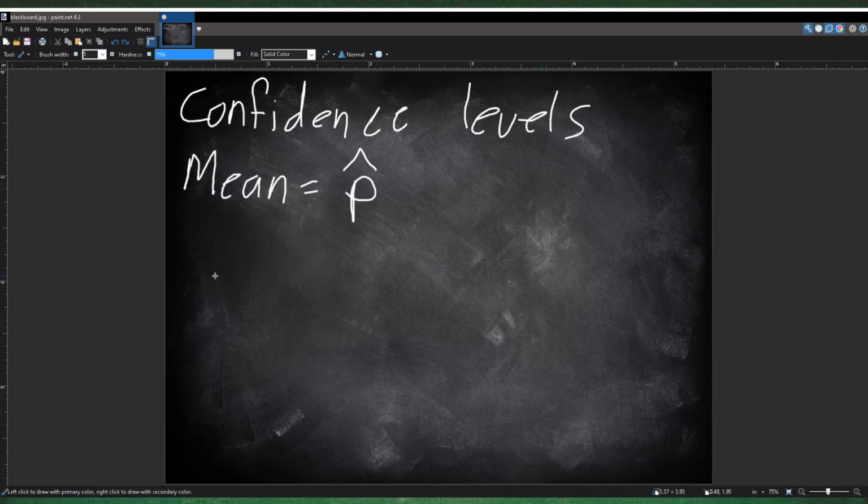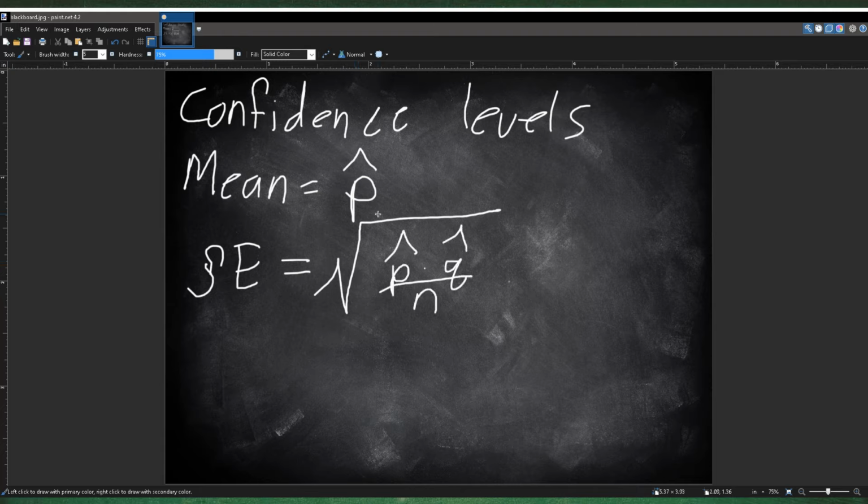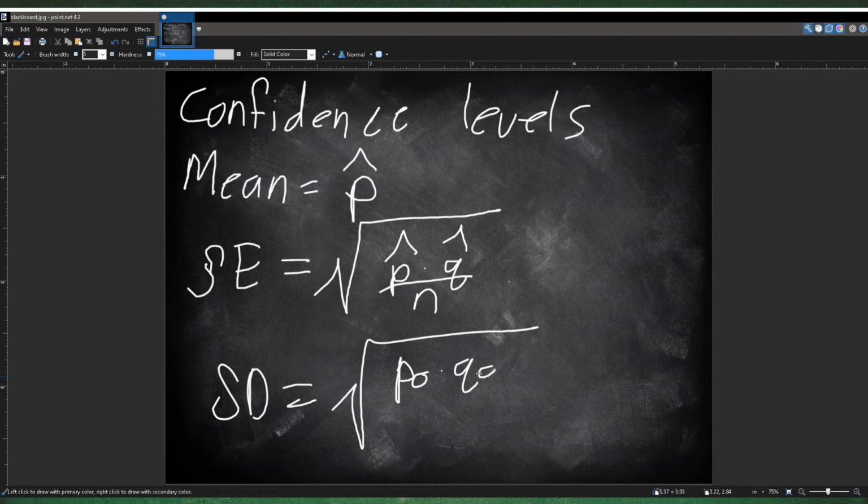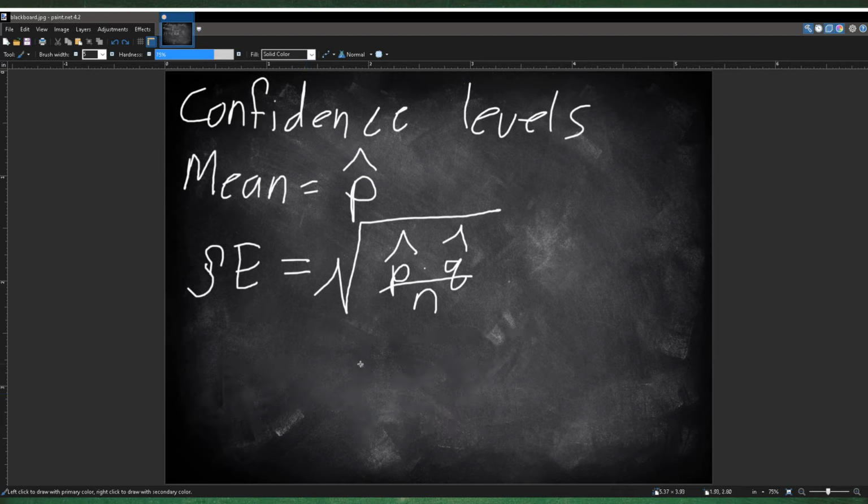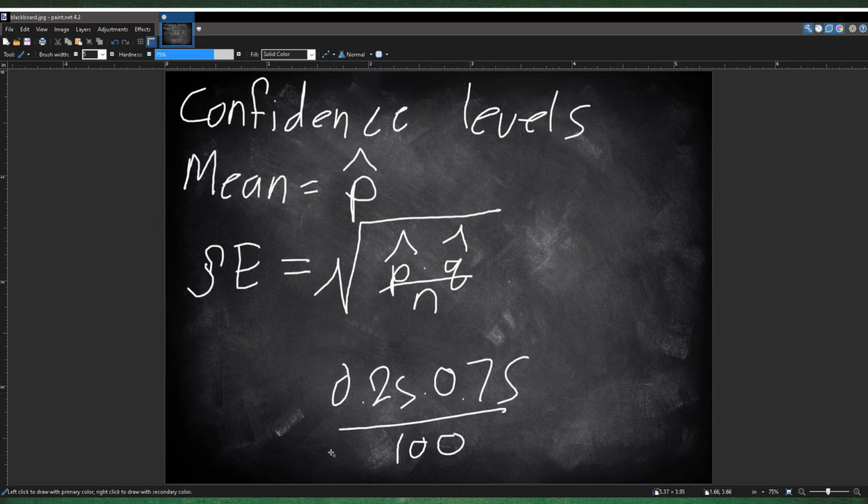Then your standard error, which I write as SE, is equal to the square root of p hat times q hat divided by n. It's the same thing, because standard deviation is the square root of p0 times q0 divided by n, as I stated earlier in the video. It's just standard error for the sample, when you're using p hat because that's from your sample. So our p0 would be 0.25 times 0.75. Let's say we have a sample of 100 students, under the square root, and that's your standard deviation.